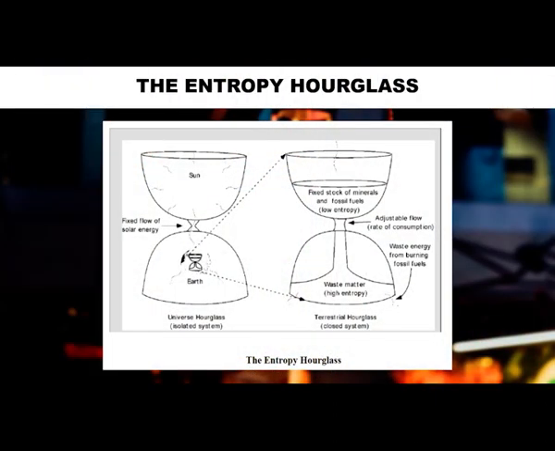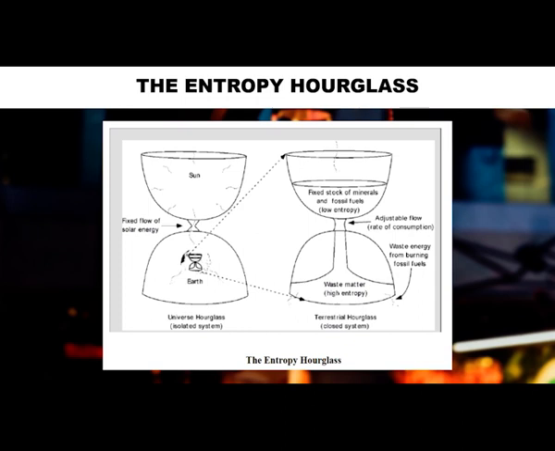So you will see here another illustration of the laws of thermodynamics in the entropy hourglass. In this entropy hourglass diagram you see here, the left one shows an isolated system wherein no sun enters and no sun leaves the system.